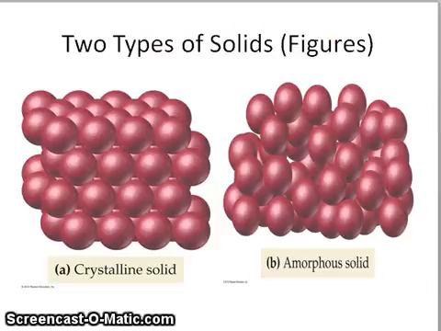In this slide is a representation of two different types of solids. In the first, the particles, by which we mean atoms or molecules, are in a very definite array. These are crystalline solids. In the second type, the placement of the particles is random, and we refer to that type as amorphous.